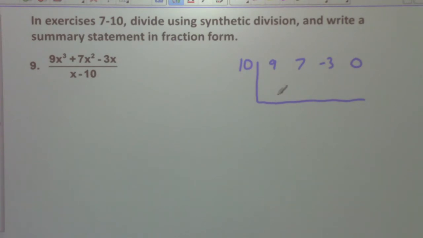Okay, Carmen, what do we got? Bring down the 9. Good job, Tom. And then 10 times 9 is 90.